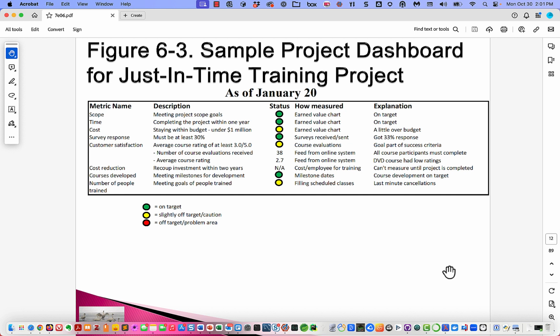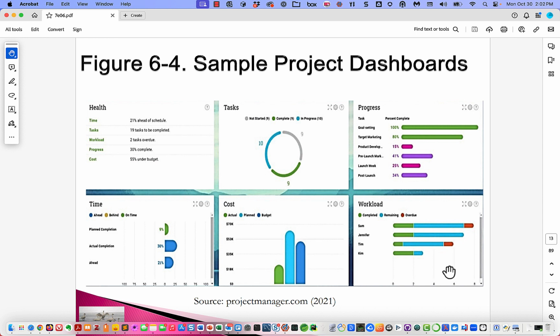And it looks like this is the kind of dashboard in which we take these metrics and we categorize them as green, on target; yellow, slightly off target, and we're giving a caution; or red, it's off target and it's a problem area. Here's another example of a project dashboard. In this case, this came from projectmanager.com.